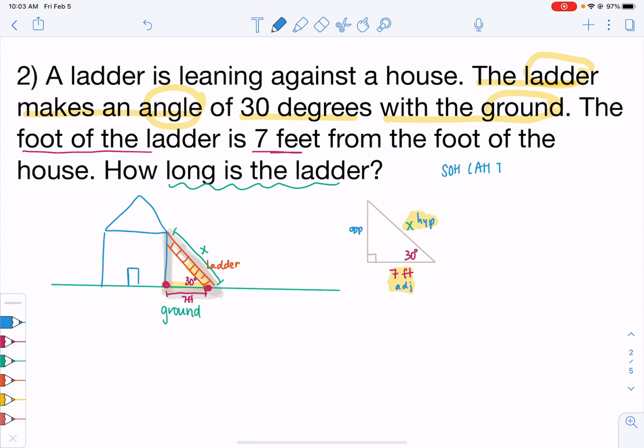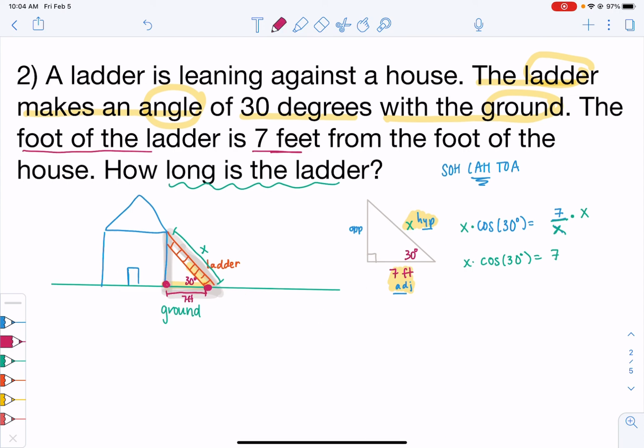So CAH, adjacent, hypotenuse, cosine. Cosine of 30 degrees equals adjacent divided by hypotenuse. We always multiply by what we're dividing. In this case, it's x. Then we check, is x alone? Nope. So we need to do more algebra. Divide by what? Cosine of 30.